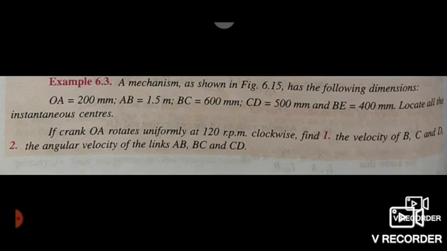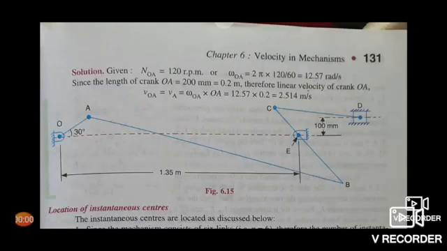If crank OA rotates uniformly at 120 rpm clockwise, find first the velocity of B, C and D. Second, the angular velocity of link AB, BC and CD. Here is the data given.